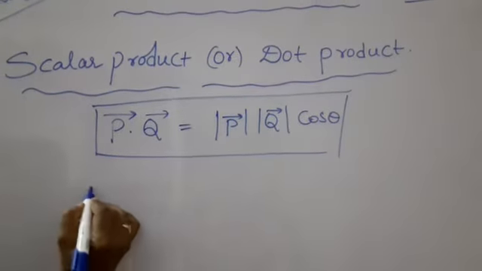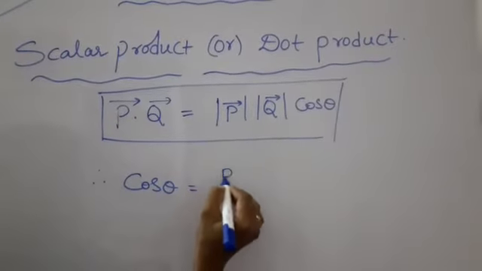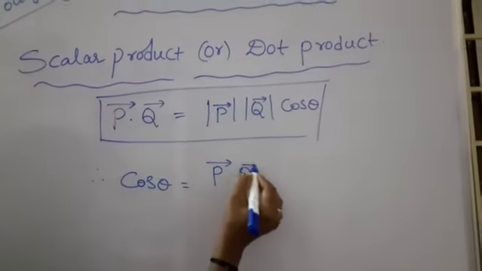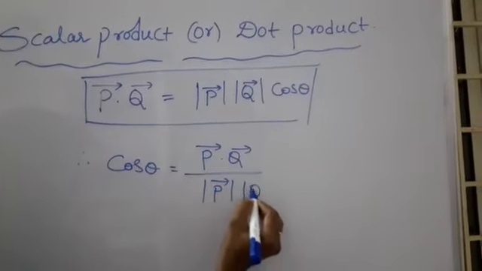Next, the angle between these two vectors is given by cos theta equals P bar dot Q bar divided by modulus of P bar into modulus of Q bar.